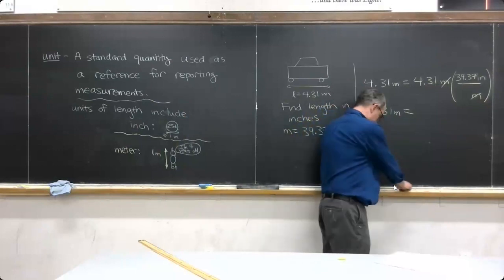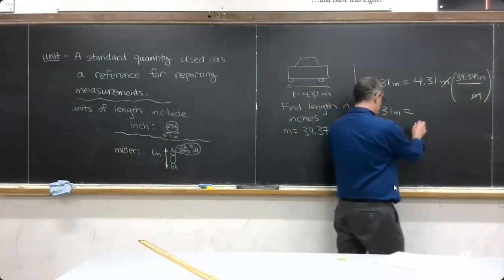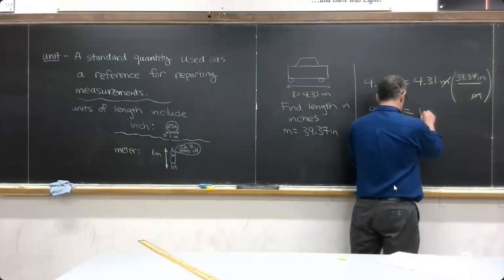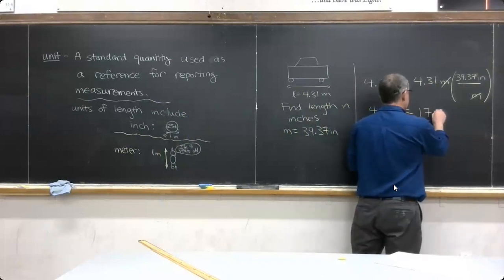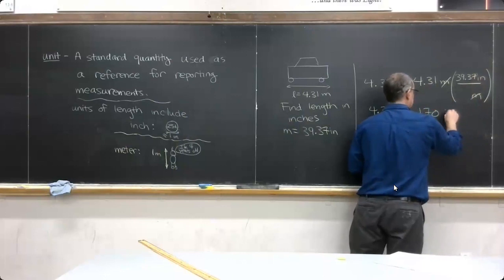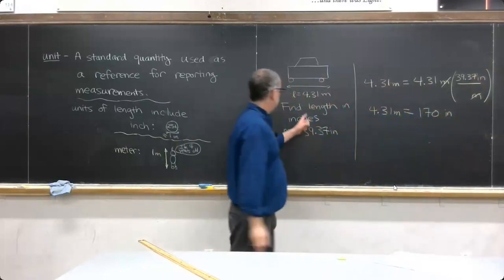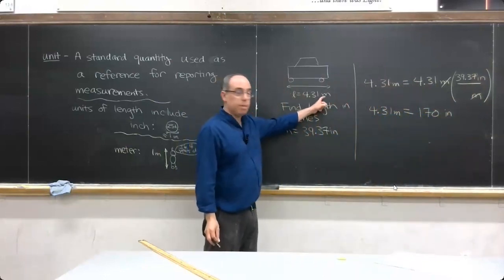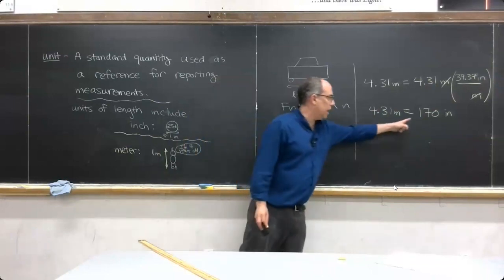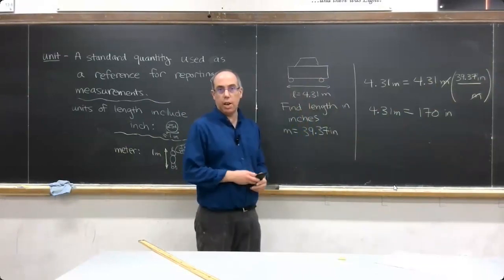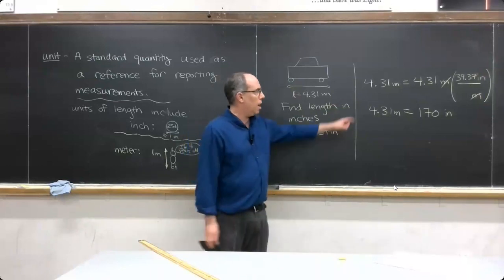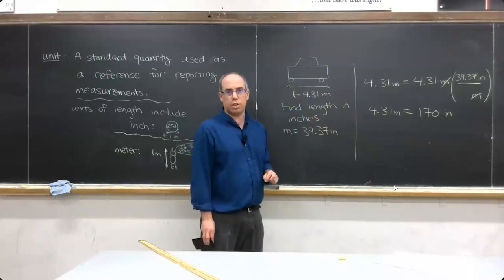Okay, so I'm going to round off here. I get 170, and then the unit is inches. So this car is 4.31 meters long, but we could also say it is 170 inches long. And in the next couple of videos, I'm going to give a couple more examples of unit conversions like this.